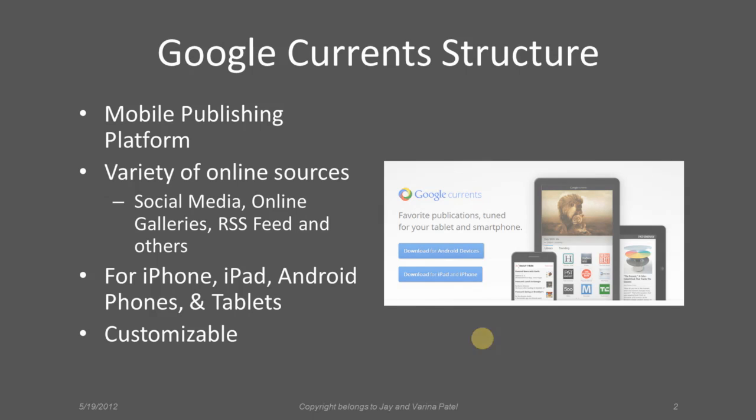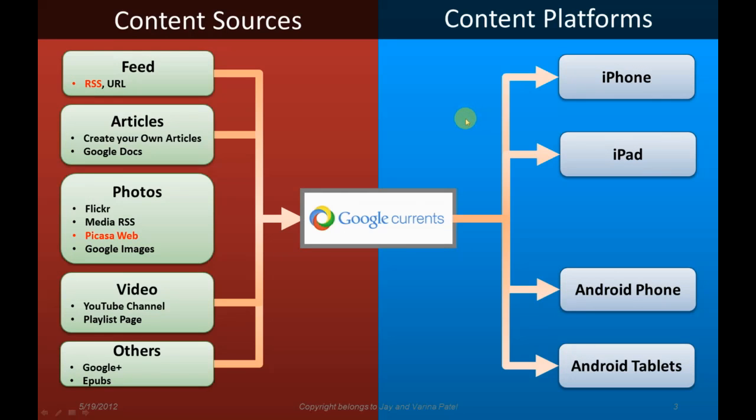It's completely customizable. You can see the way this works is it takes content from a variety of sources, from news feeds, articles, photos on the web, videos on YouTube. Google Currents gathers all that information and takes it to your iPad, your iPhone, your Android phone and tablet, and turns it into a beautiful magazine interface. It's very much like a magazine.